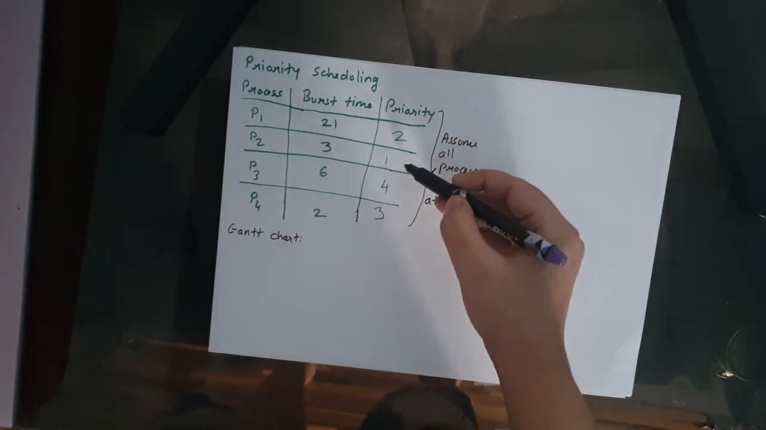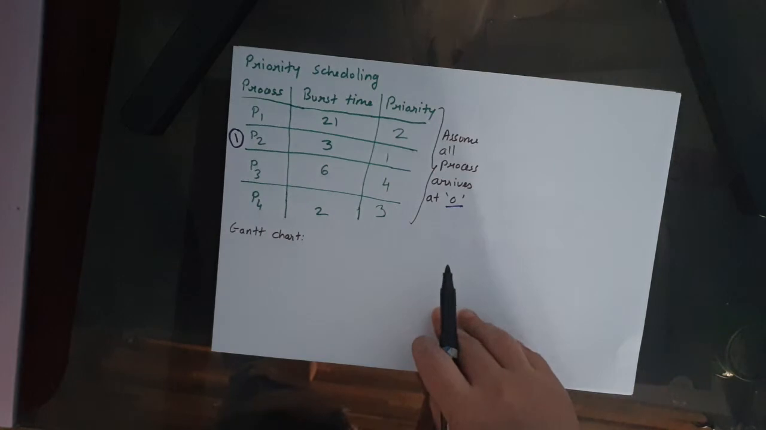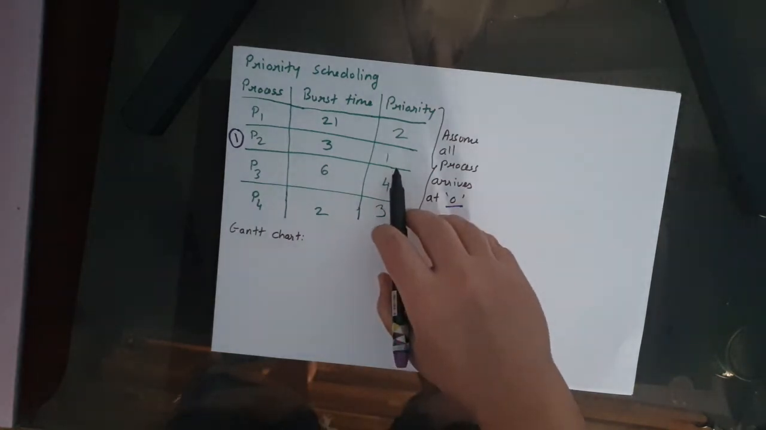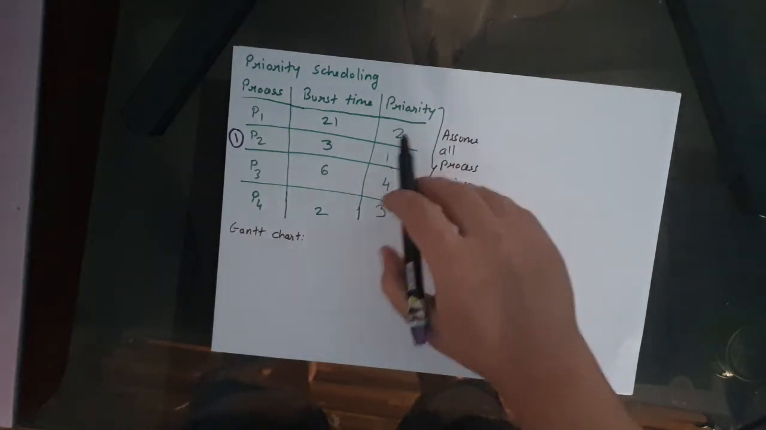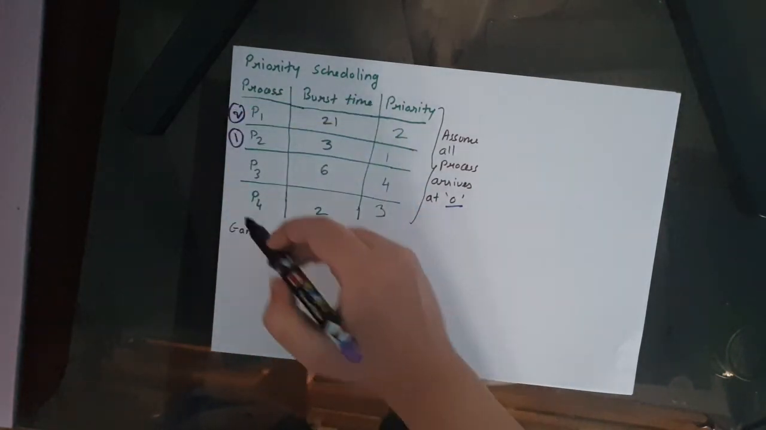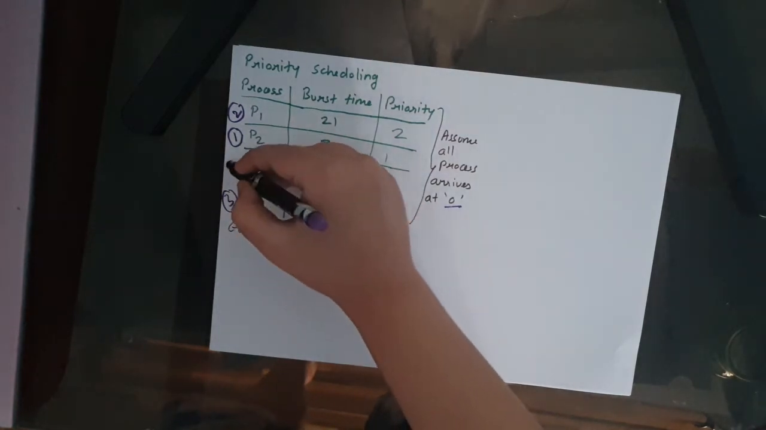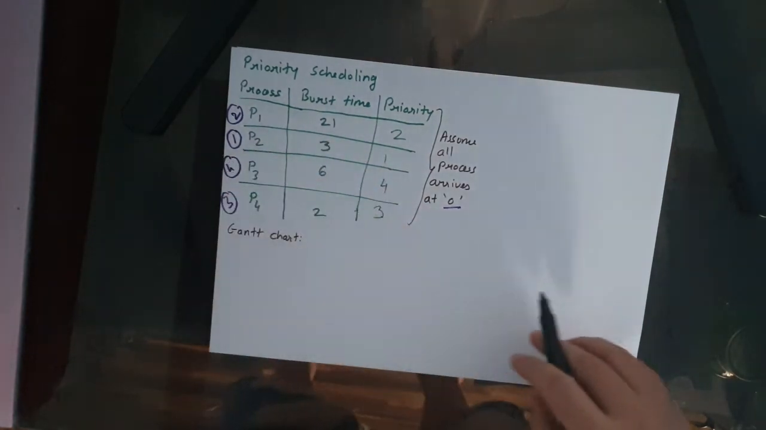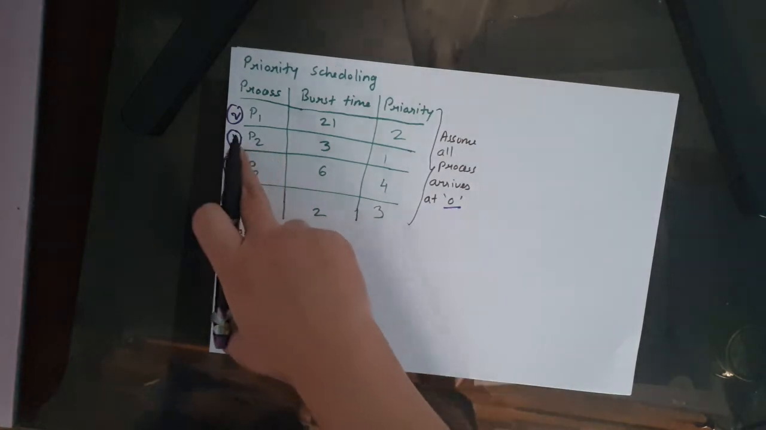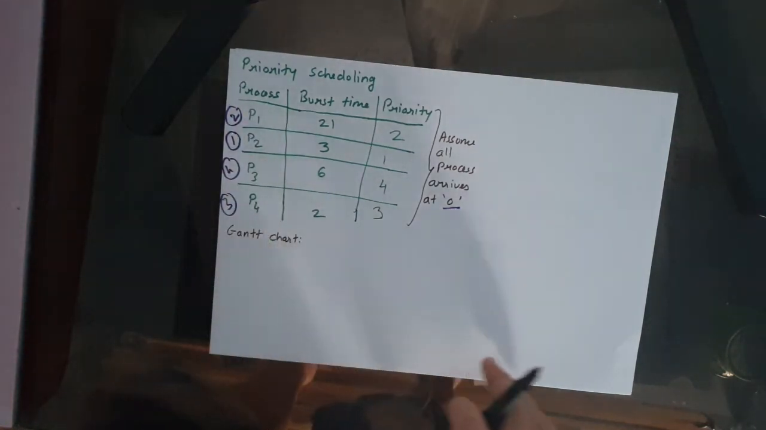1 is the highest priority, so this should be the first one to get executed. Then after 1, the second highest priority is 2, so this should be the second one to get executed. Then 3, the third one to get executed, and then 4, which will be the fourth one to get executed. So P2 is supposed to get executed first, P1 second, third is P4, and then fourth is P3.